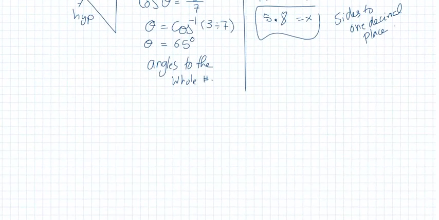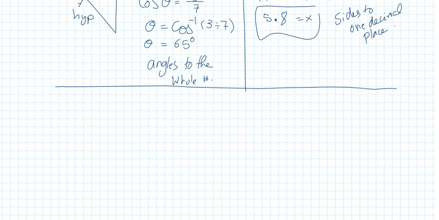Yeah, 10 is opposite over hypotenuse. What am I looking for here? I'm looking for the hypotenuse, which is right here. How do I solve for it? Okay, so you want to find what sine 70 is first? Okay, what is it?